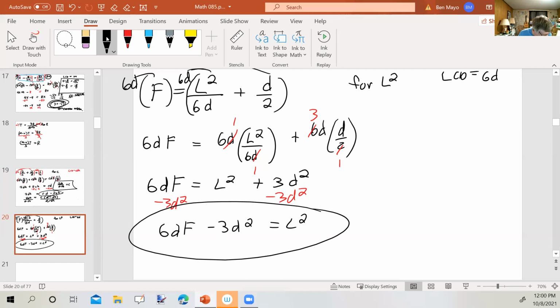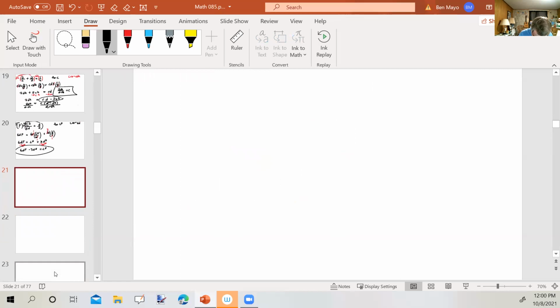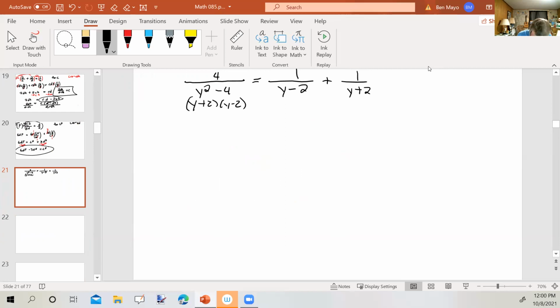Let's see here. Let's take this problem. And we have 4 over y squared minus 4 equals 1 over y minus 2 plus 1 over y plus 2. Okay. So to solve this equation, I want to clear the fractions. If I factor this first denominator, it becomes y plus 2, y minus 2, right? So let's cross that out and just go with a new denominator that's been factored.